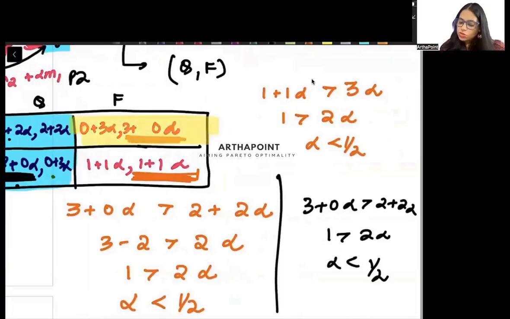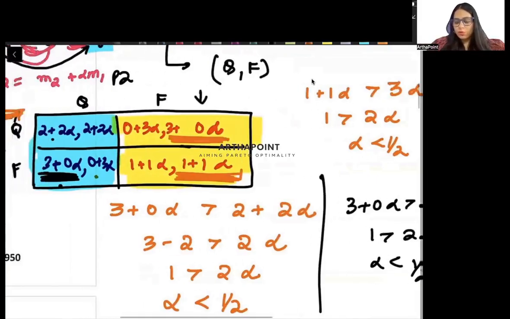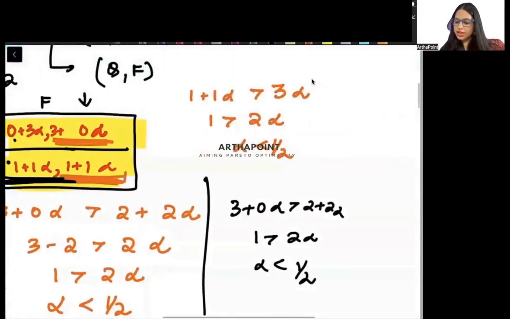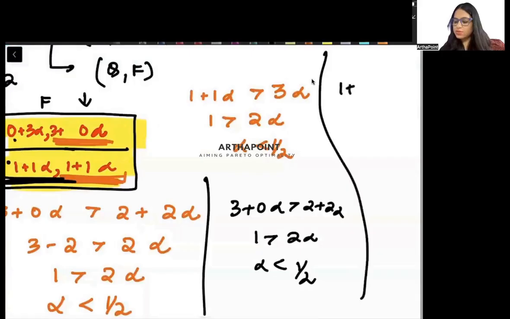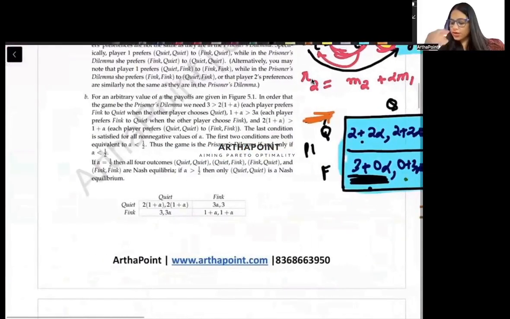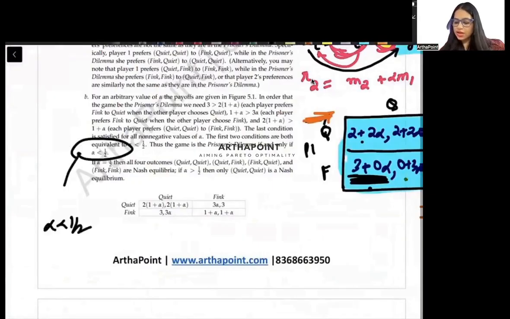And when player 2 goes for Fink, I want player 1 to choose the number before the comma as Fink. He should be choosing this. Only then will this be Nash. So I want him to choose this over this, which means I want him to have 1 plus 1 alpha greater than 3 alpha. That means alpha will be less than half. So from all places, we get the same thing, that alpha should be less than half.